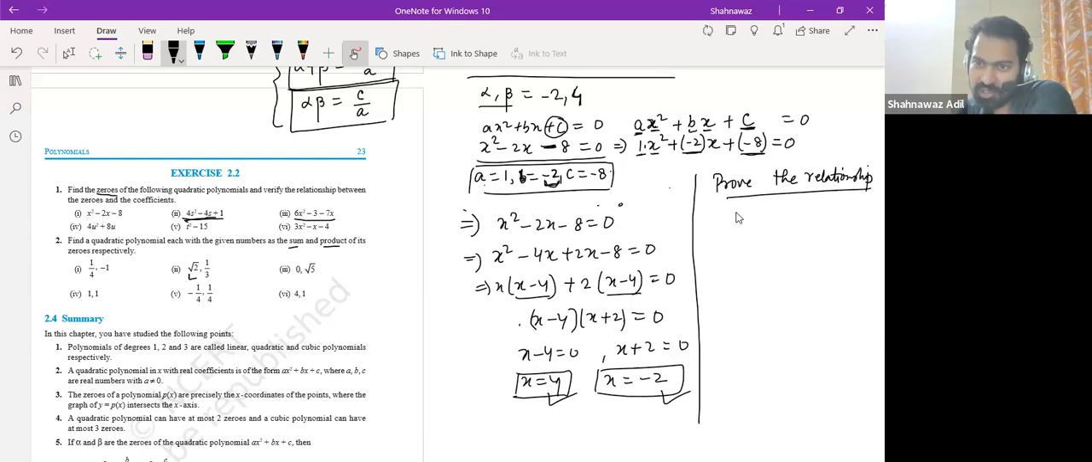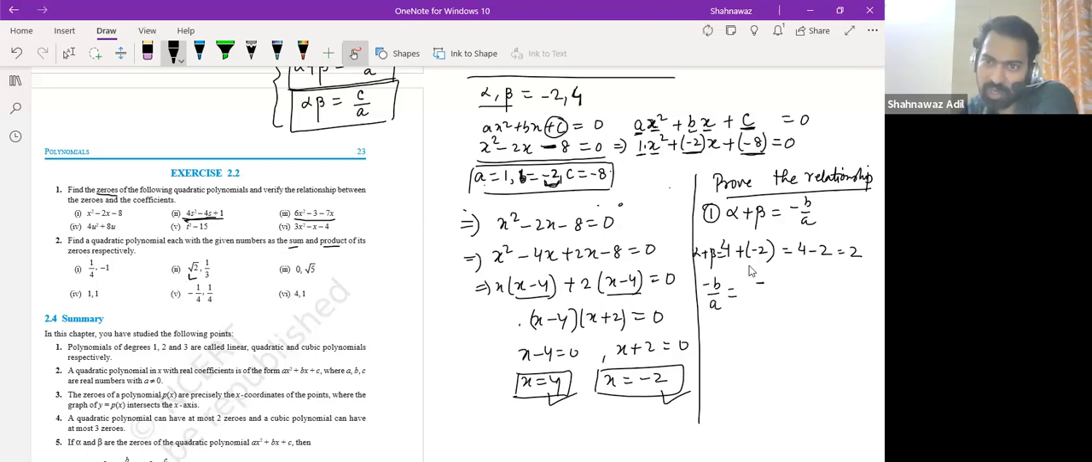Okay. So what is the relationship? Sum of the zeros is minus b by a. This is the first one. From here, what is the sum of the zeros? It is 4 plus minus 2, which is 4 minus 2, which is 2, right? And what is minus b by a? This is minus of minus 2, and a is 1. So this is 2. So we can say that alpha plus beta is minus b by a, from here and here. This we prove, right?